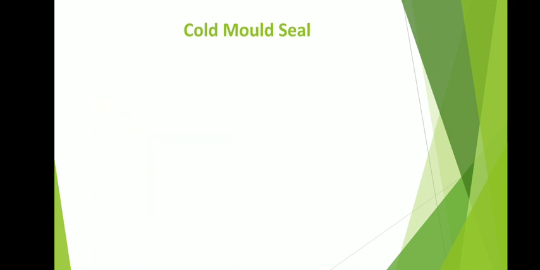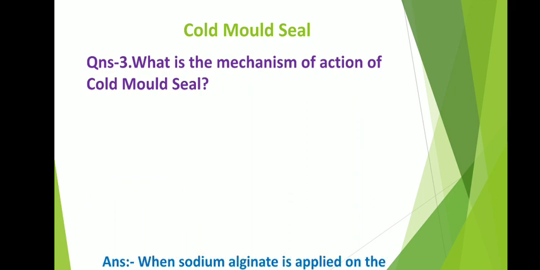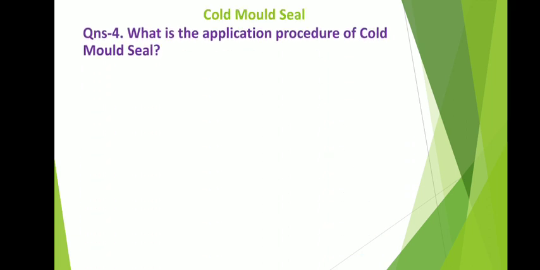The next question is, what is the mechanism of action of cold mold seal? The answer is, when sodium alginate is applied on the plaster surface, the sodium salts come in contact with the calcium sulfate of plaster, producing insoluble calcium alginate, which forms a thin impermeable membrane or layer and serves as separating media.